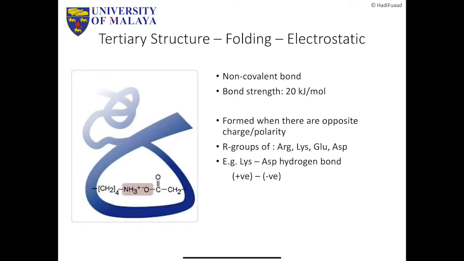The second is electrostatic interaction, with an energy of approximately 20 kilojoule per mole. It forms when there are opposite charges or polarity. So if you have a plus and a minus, then it will form an electrostatic interaction. And for peptides and proteins, the R groups that normally are involved in this are arginine and lysine, which are cationic, and glutamic acid and aspartic acid, which are anionic. Okay, and shown here is the interaction between a lysine and aspartic acid.